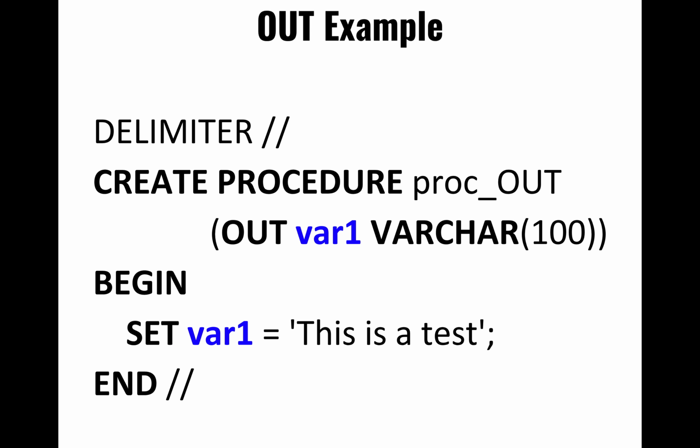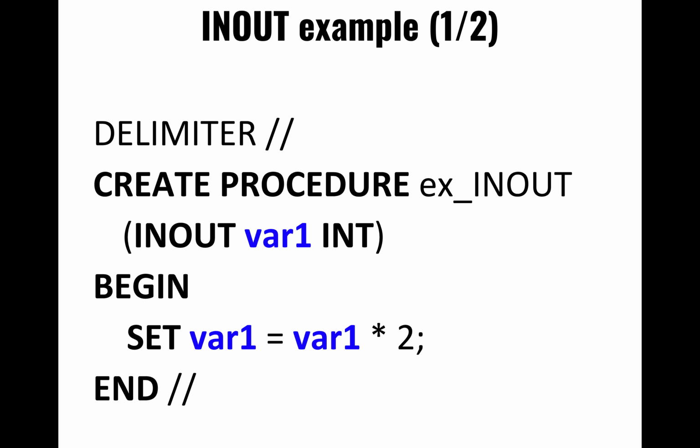Here we are passing a variable var1, and it's being set inside of the stored procedure, meaning that outside of the stored procedure, I will see that change. I will see that variable changed to this is a test, because it has the keyword out, so it can be read from outside of the stored procedure.